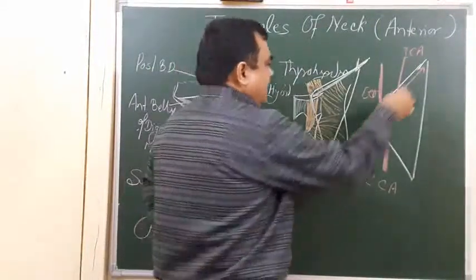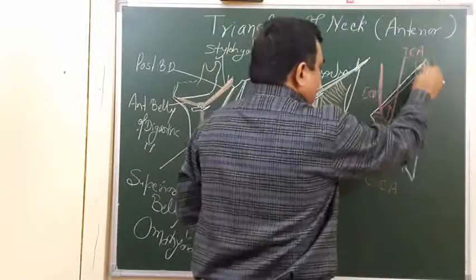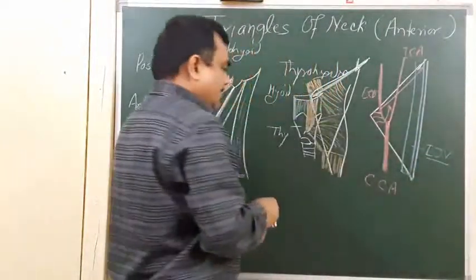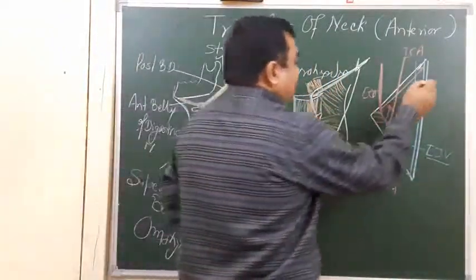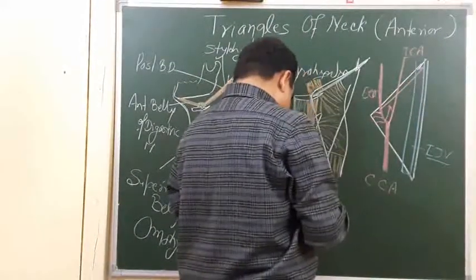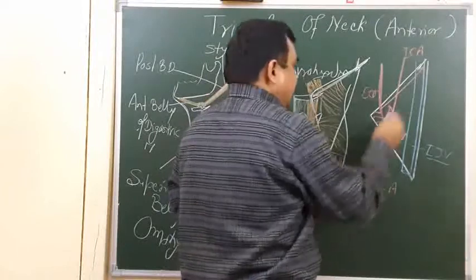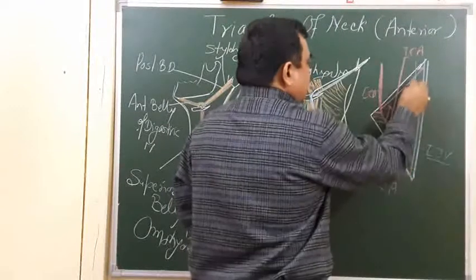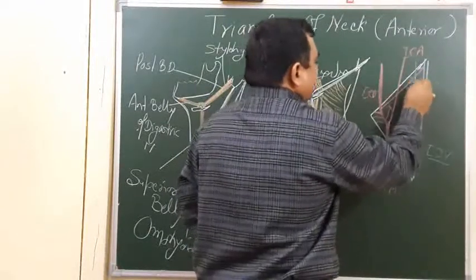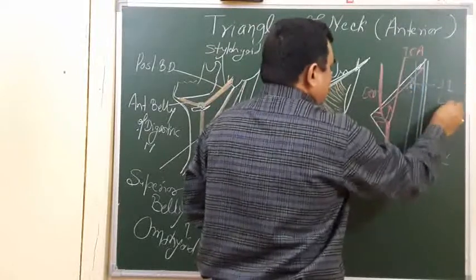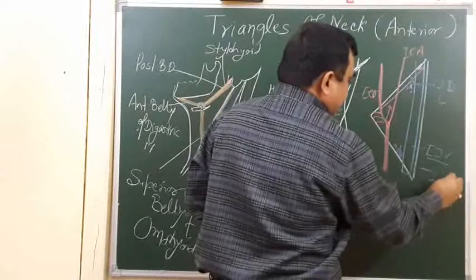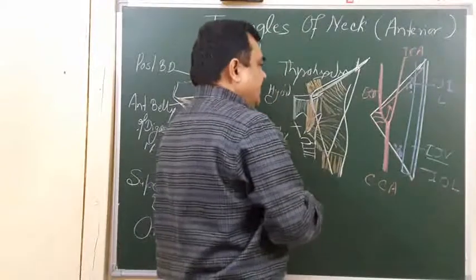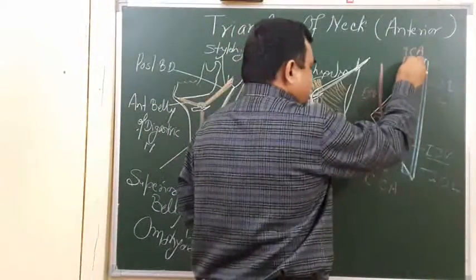And another thing, here is the position of the internal jugular vein. This is the internal jugular vein. Here are the jugulo-omohyoid and jugulo-digastric lymph nodes. Here is the jugulo-omohyoid, and this is the jugulo-digastric lymph node. This is the jugulo-omohyoid lymph node. And the important thing, here is the vagus nerve.